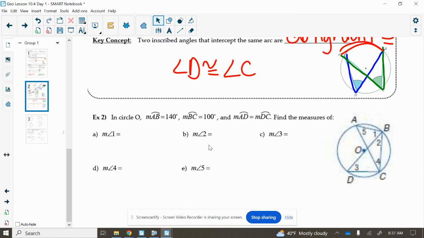Now, sometimes what we notice then is that we are given some different arc measurements around the circle, and we want to find other missing angles. So we have some arcs given. We have A to B is 140. We have B to C is 100 degrees. And then they're telling us that AD and DC are the same size. So these two are going to be congruent arcs, whatever they may be.